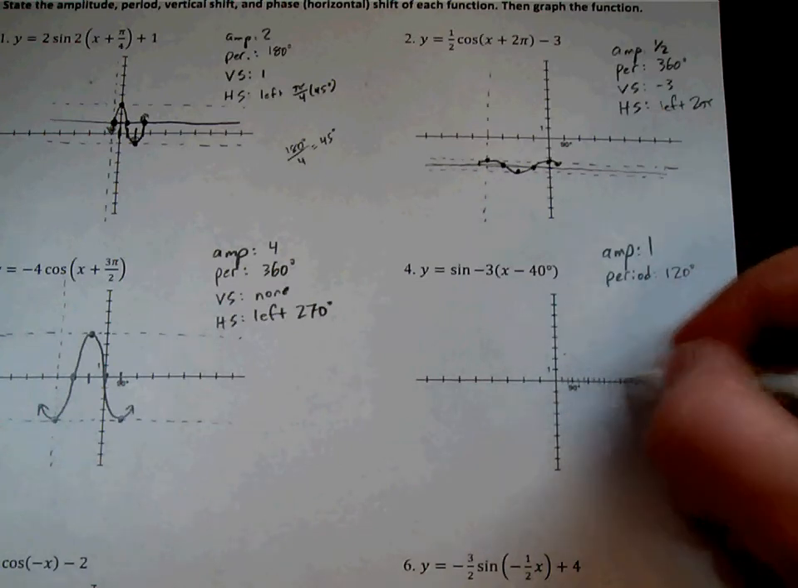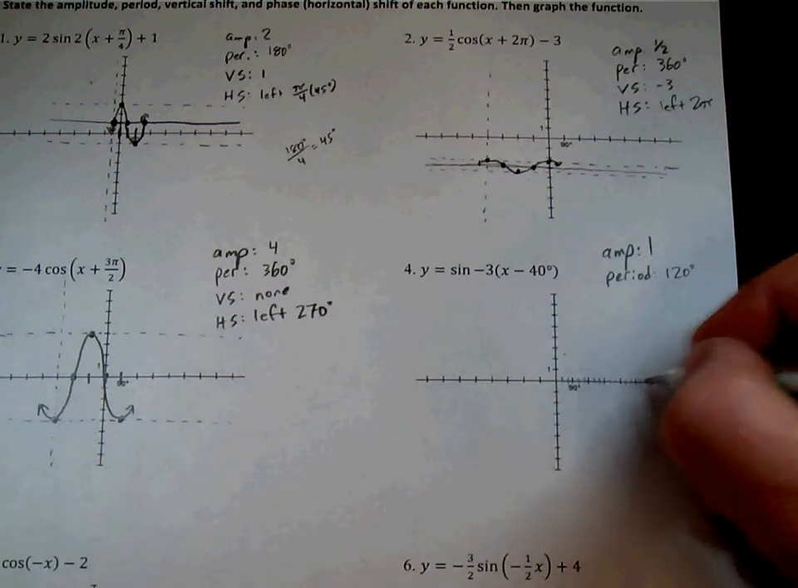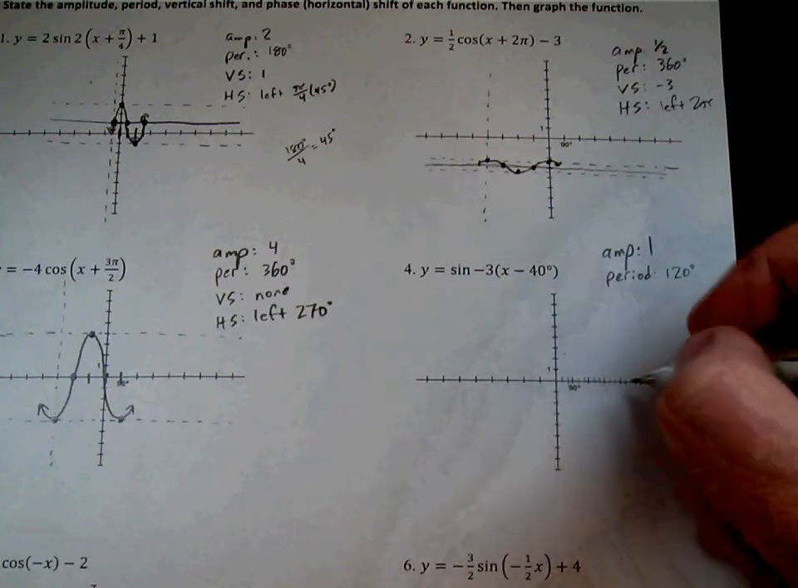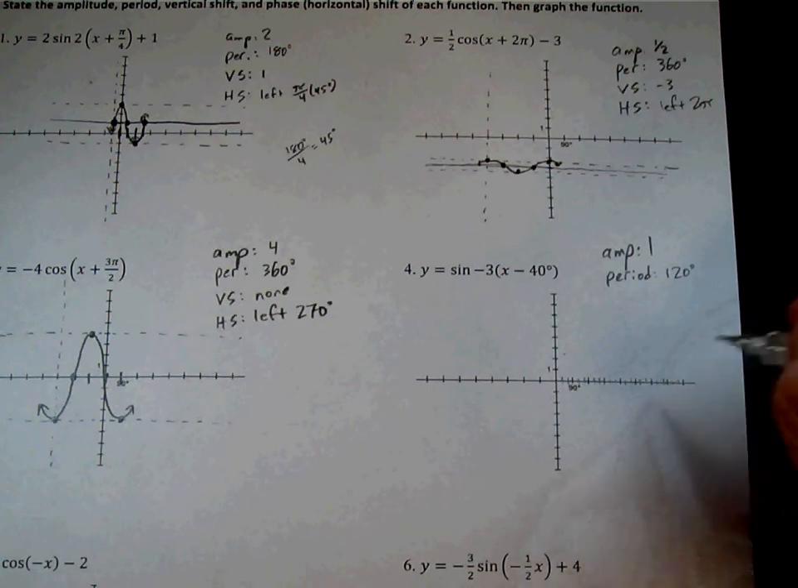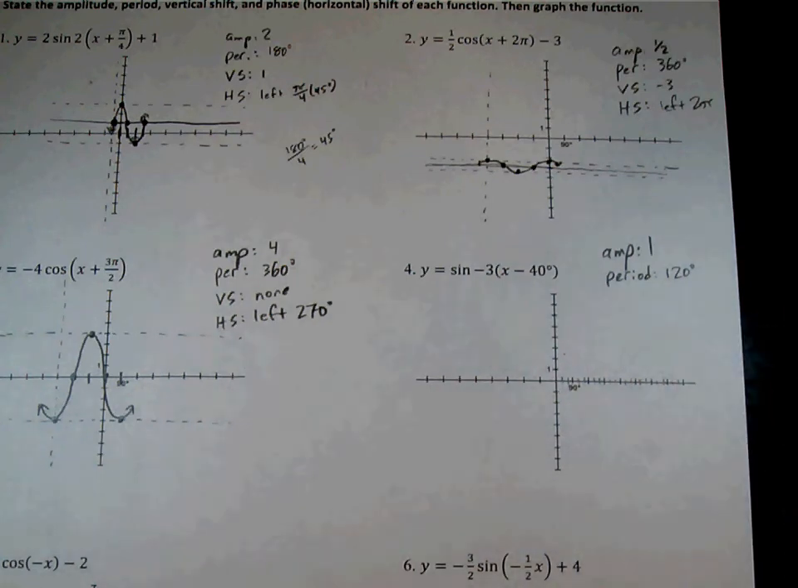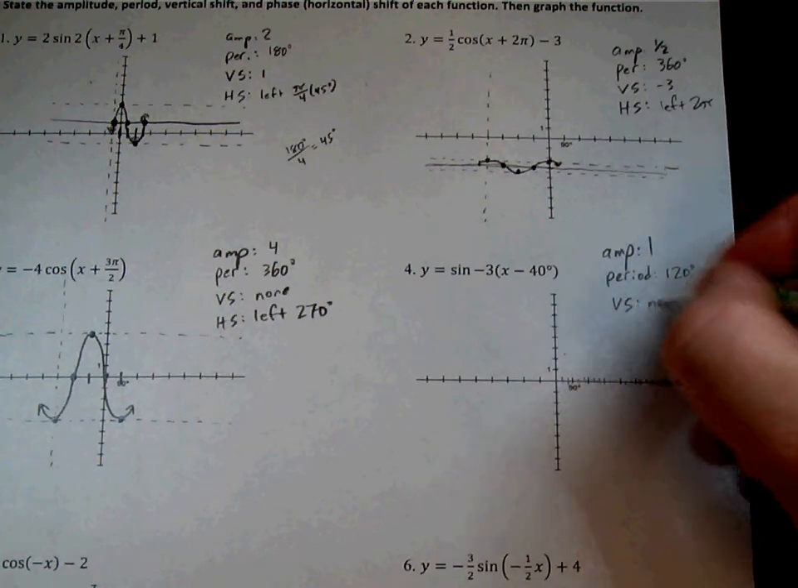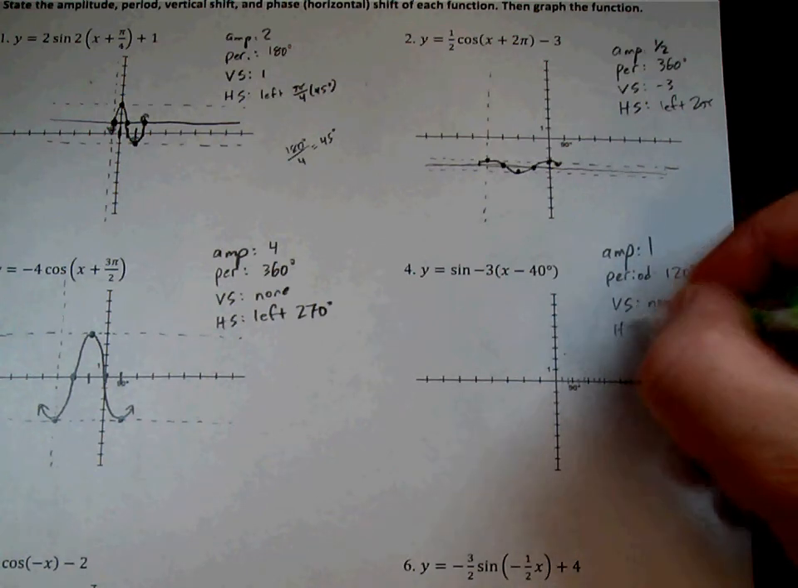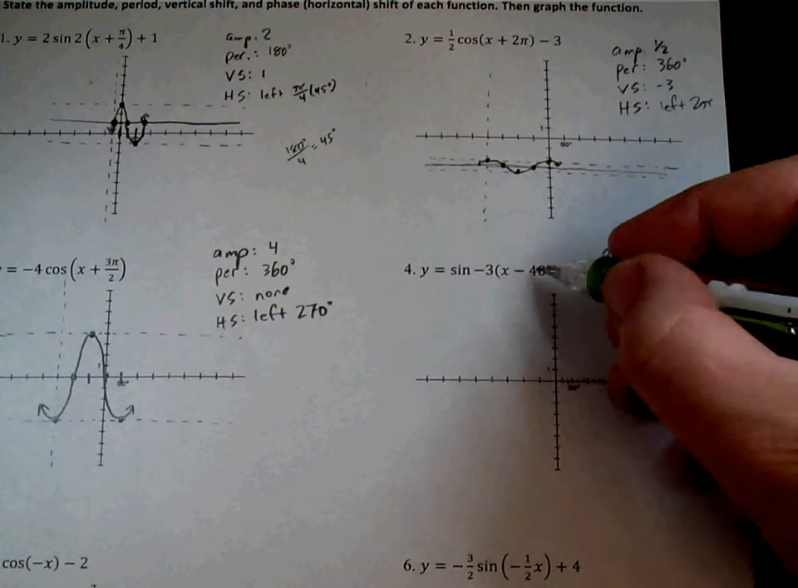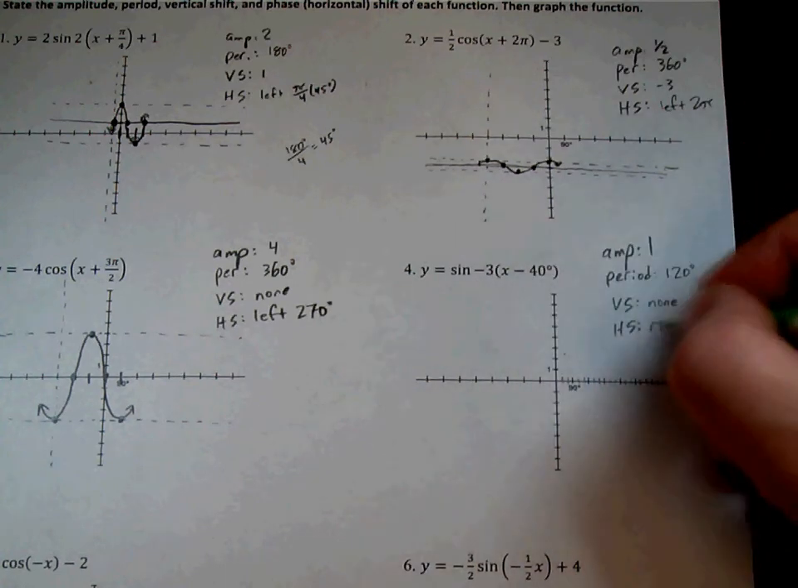Those aren't actually, as we'll see in a little bit with my shift, the points I'll be using. But I'm cutting the 90s into thirds. Okay, my vertical shift, there is none. Horizontal shift, it's negative, so I go the opposite direction. I go right 40 degrees.